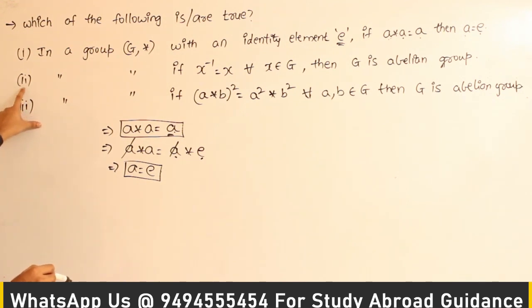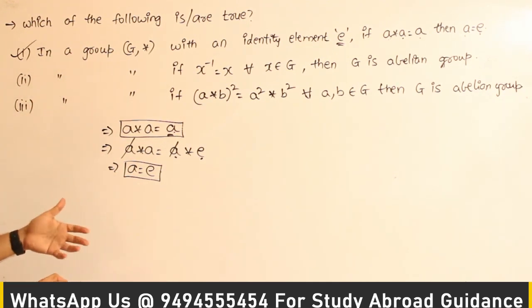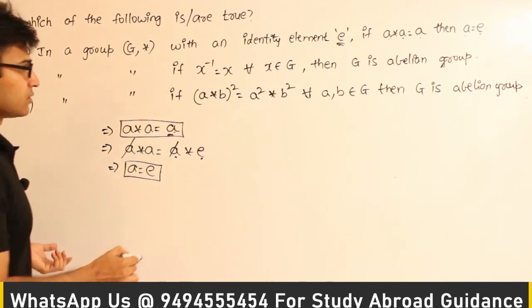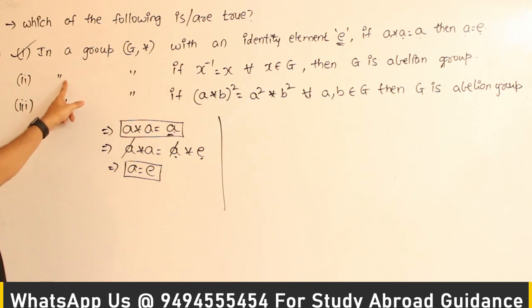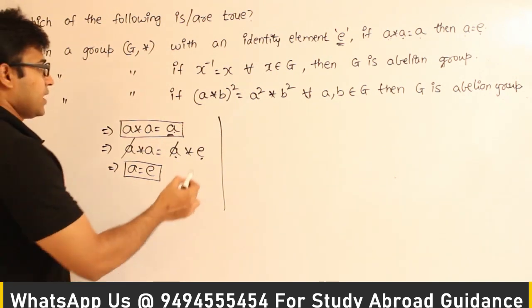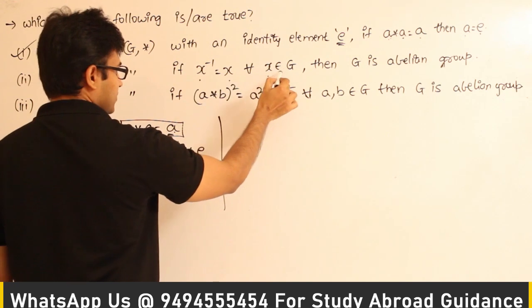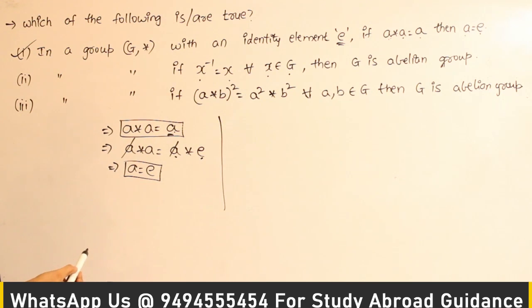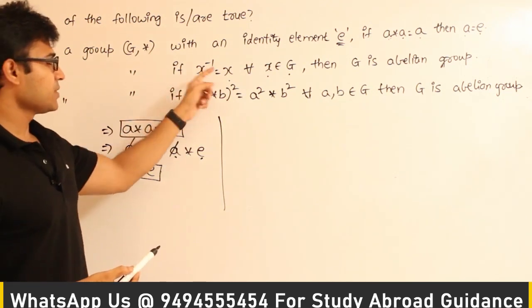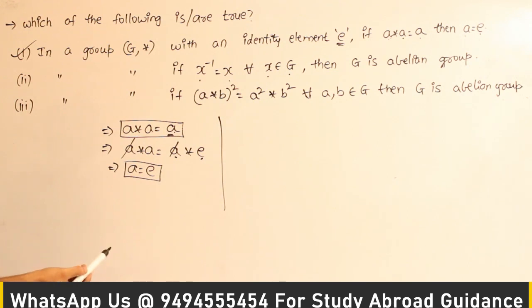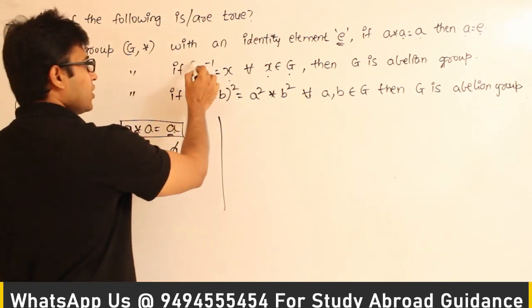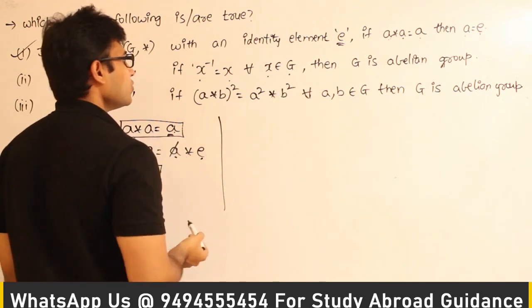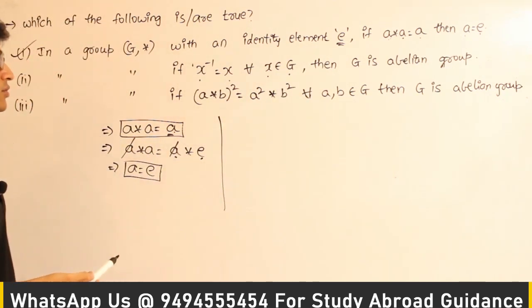Now let's look at the second one. So this one is true. The statement one is true. The second statement is in a group (G, star). These are dittos, which means it is the same. Again they are talking about the group, so I can use the properties of the group again. In a group (G, star), if X inverse equals X for all X belonging to G, then G is an abelian group. They are saying that if the inverse of an element is the same element for all the elements in the group, then the group is abelian. That is what they wanted to show.